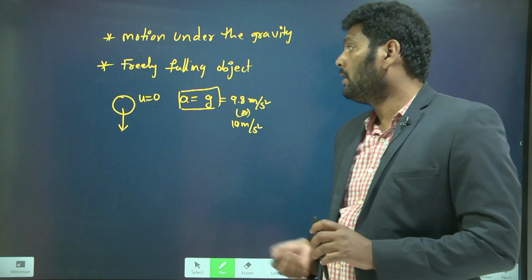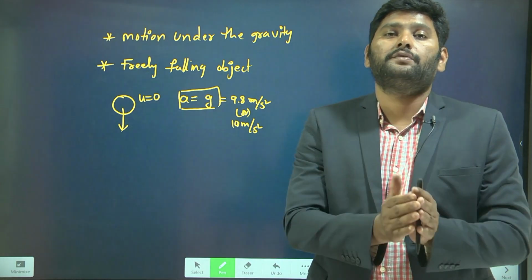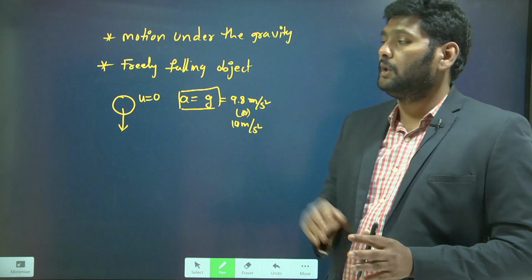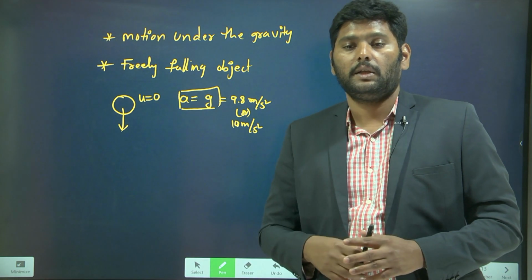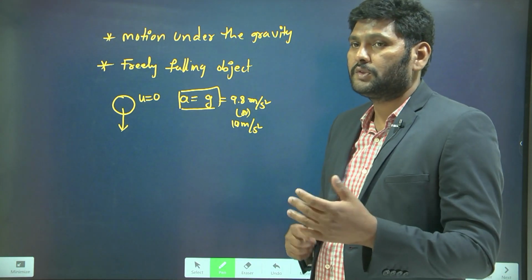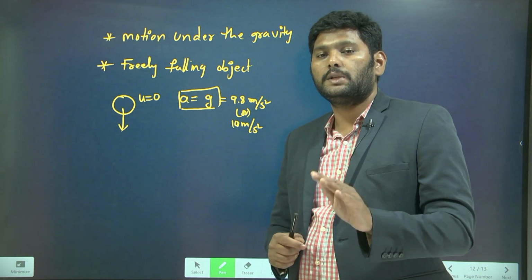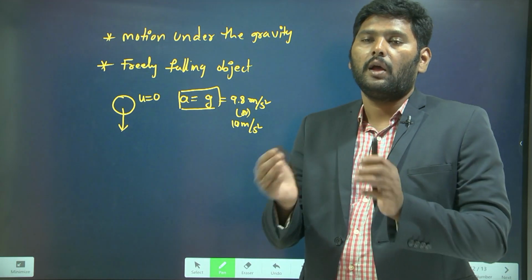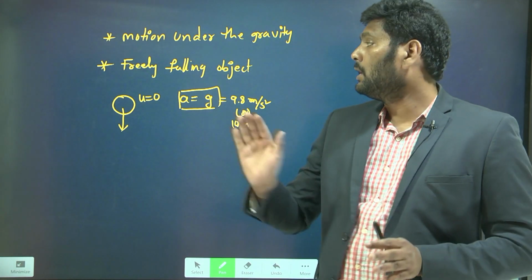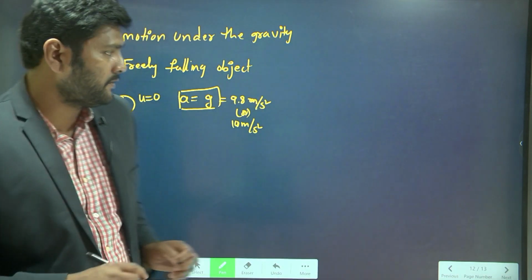Now look at here, how the equations of motion are going to change for the freely falling body. You know already, the first equation of motion, v is equal to u plus at, s is equal to ut plus half at square, v square minus u square equal to 2as, Sn is equal to u plus a by 2 into 2n minus 1. These are the four equations. How will they change for the free falling body situation? Let's see.